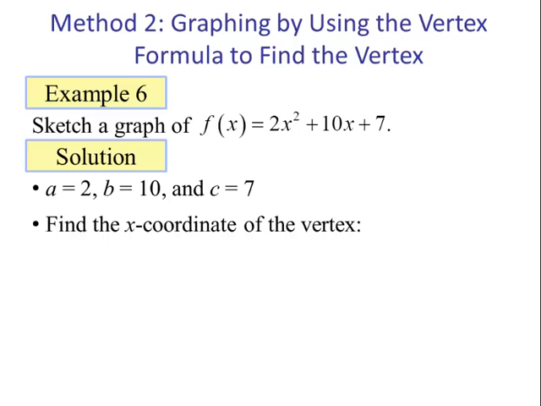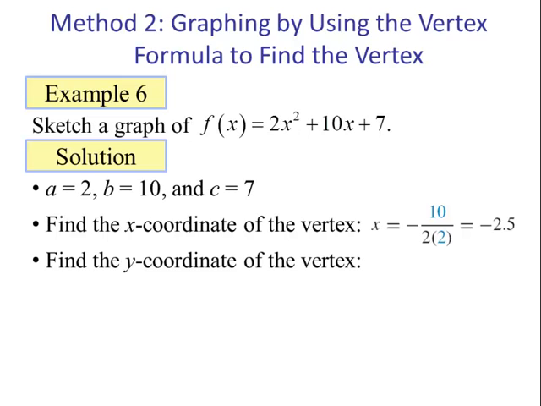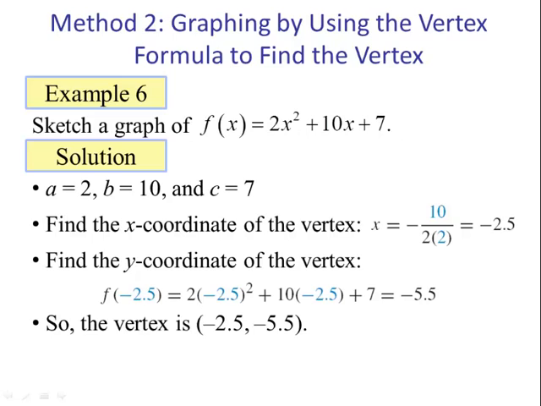For the vertex, x equals negative 10 divided by 2 times 2, which gives us a negative 2.5. To find the y-coordinate, we substitute negative 2.5 back into the original equation. Follow the order of operation. We square, multiply, and then add, and we get an output of negative 5.5. So the vertex is negative 2.5 comma negative 5.5.